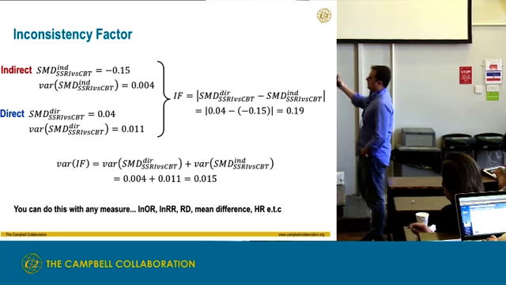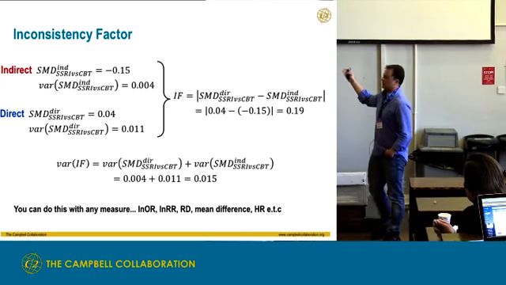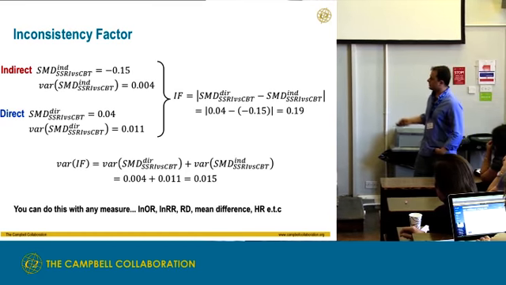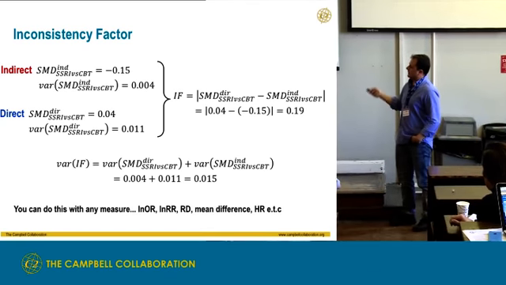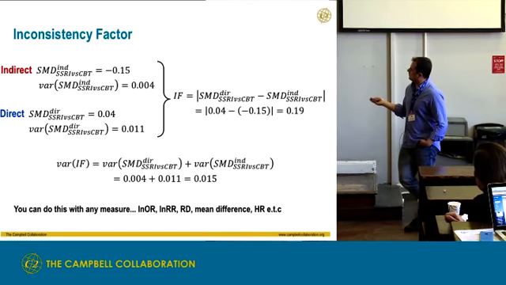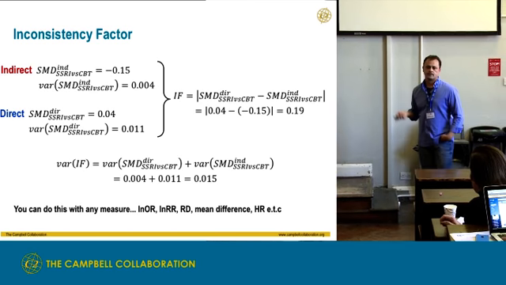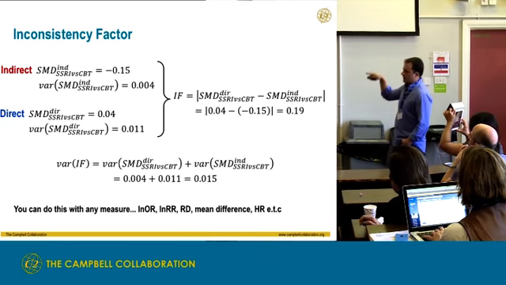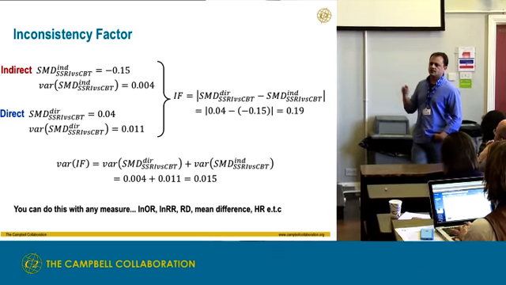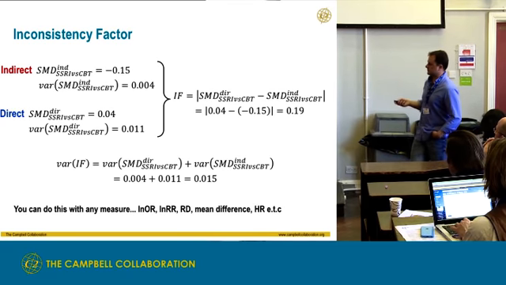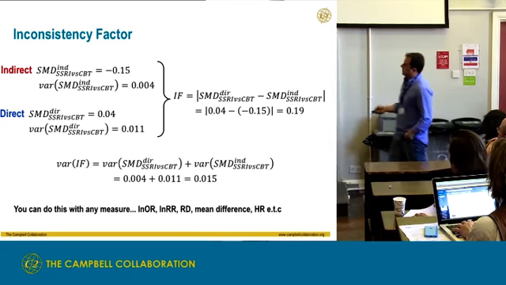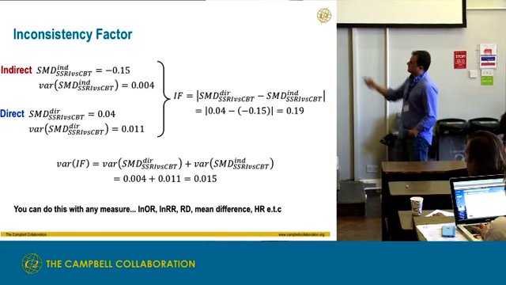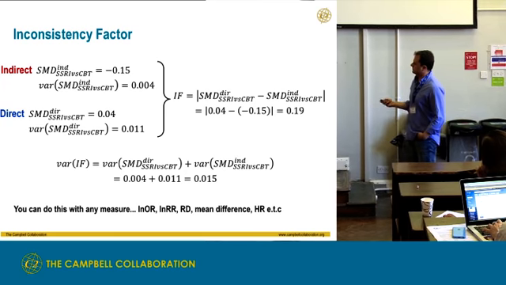Okay, so for each closed loop, we estimate what we call an inconsistency factor. For the closed loop, we have the indirect evidence of SSRI versus CBT. We have also the direct evidence. We have the variance of the indirect estimate and the direct estimate. And we just subtract them to find what we call the inconsistency factor. And we also take absolute values because we are not interested in the direction of inconsistency. And then we estimate the variance of this inconsistency factor, just the sum of the variances of direct and indirect evidence.